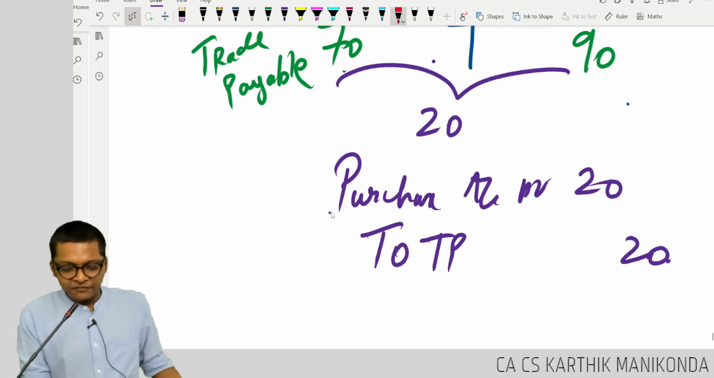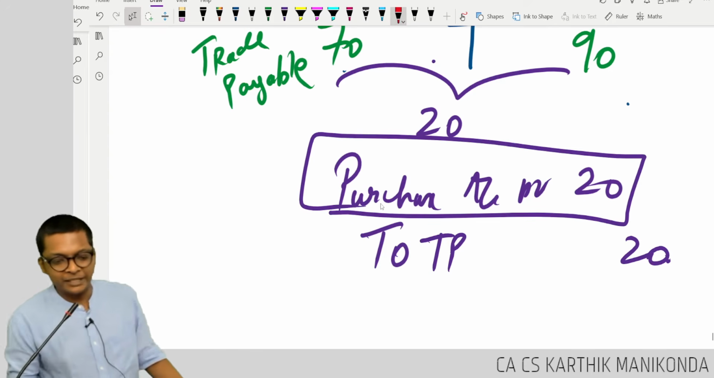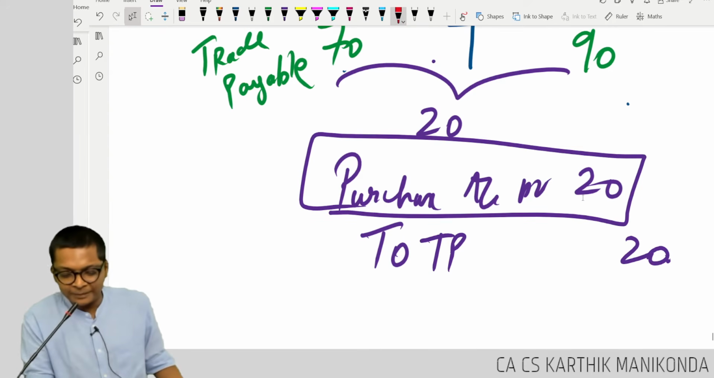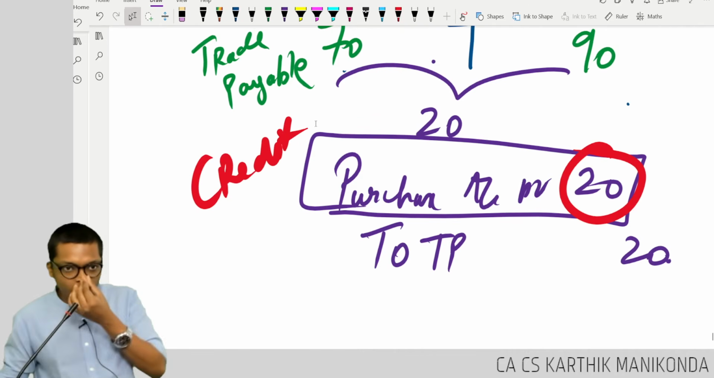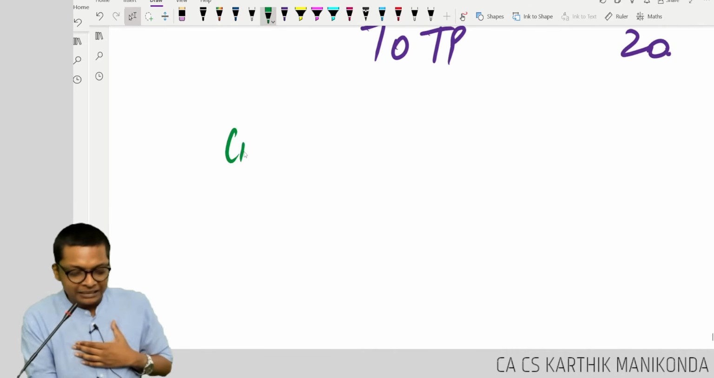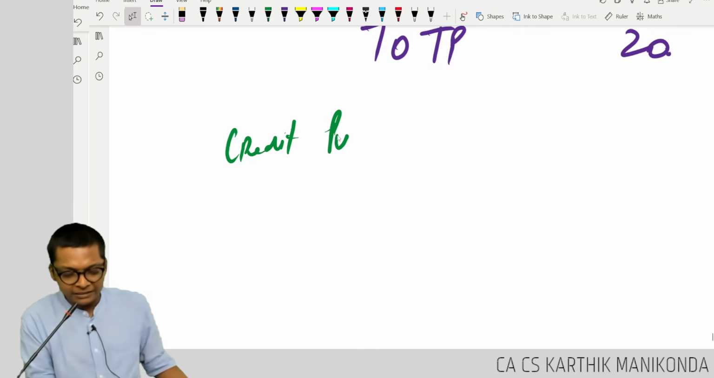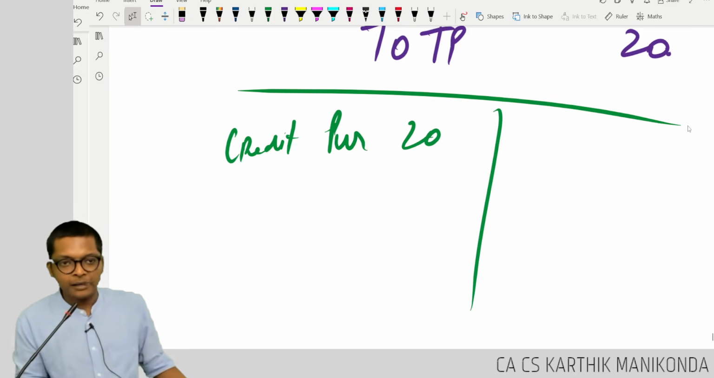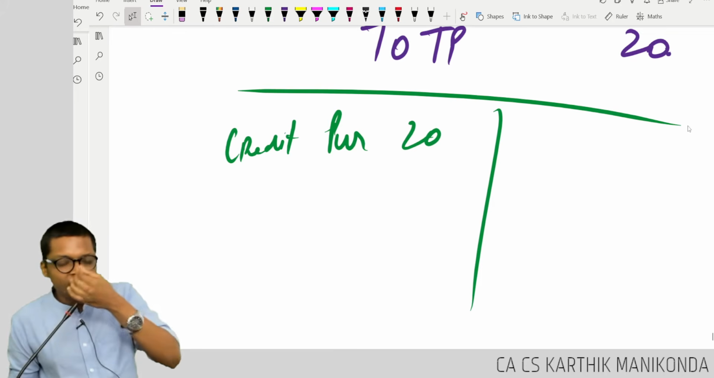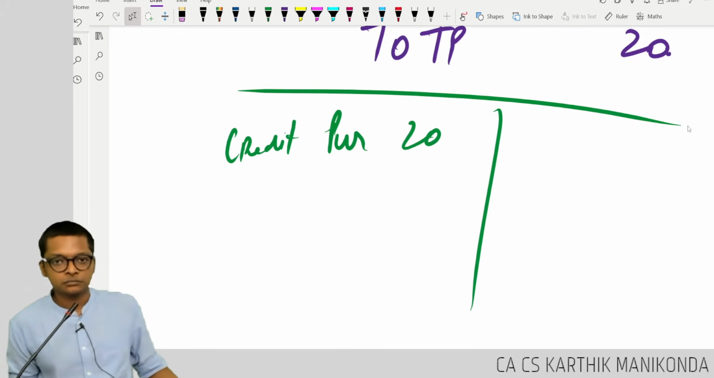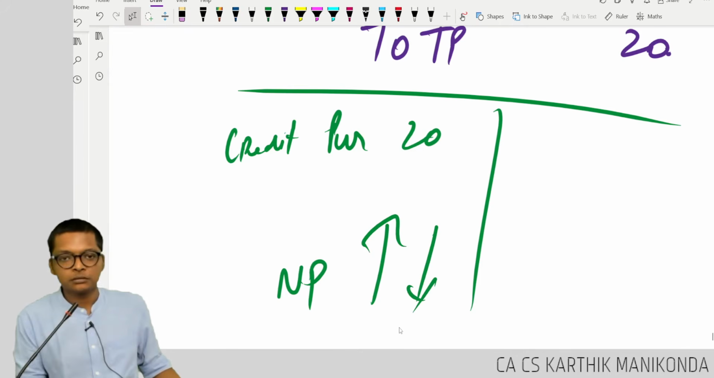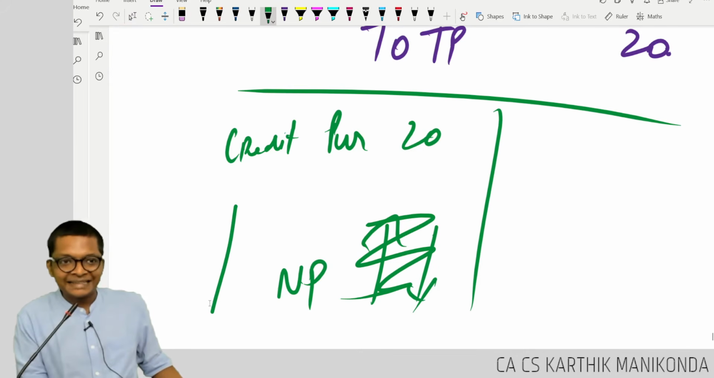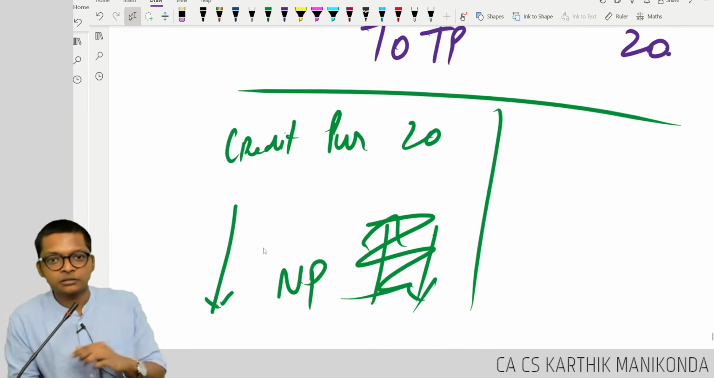That means if purchase is debited by 20, follow carefully. Purchase is debited by 20, which is a credit purchase. Follow carefully, guys. Credit purchase of 20 will increase the net profit or decrease the net profit? It will decrease.